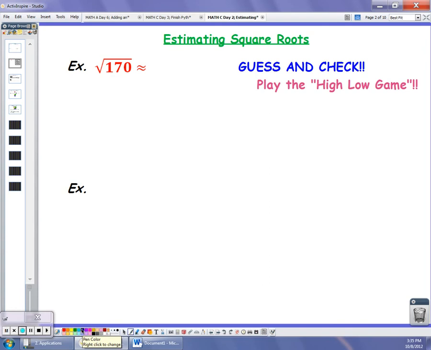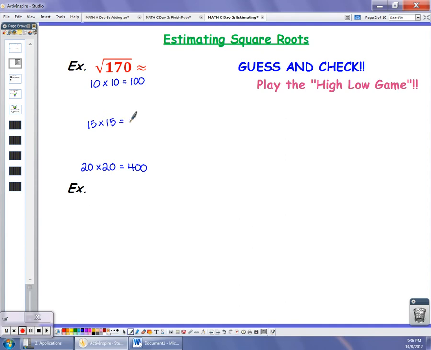We do know that 10 times 10 is equal to 100. So the square root of 170 must be greater than 10. We also know that 20 times 20 is equal to 400. So the square root of 170 must be between 10 and 20. My next logical guess will probably be somewhere in the middle. So we'll go ahead and try 15.